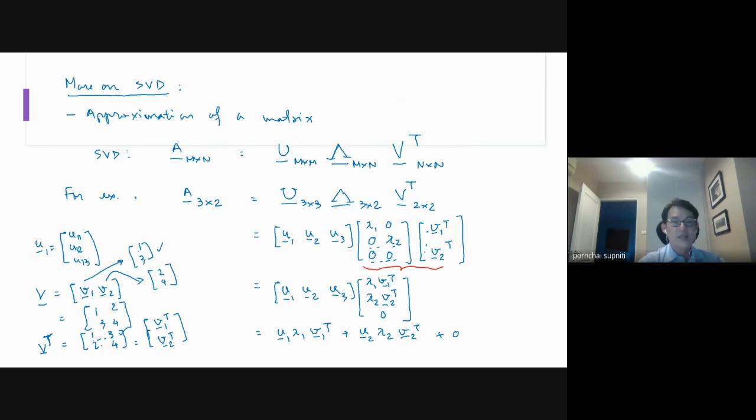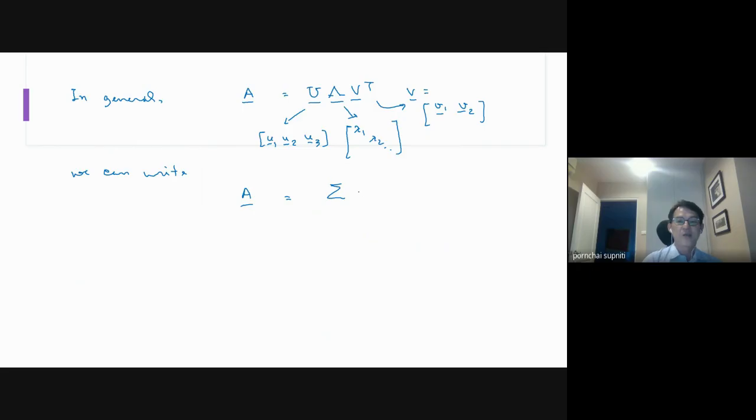So we can write this A as the sum of U lambda V transpose. I can write it as the summation of lambda i, U i, and then V i transpose, where U i and V i are the vectors in U and in V, and i is equal to 1 to M.